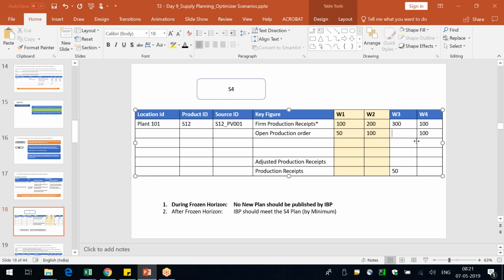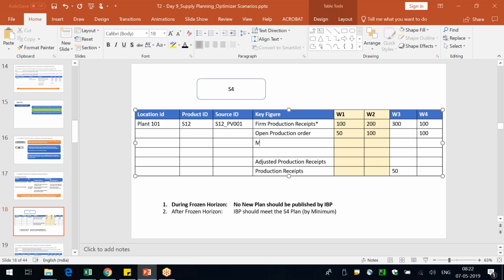So what you have to do is a minimum of 300. And if you can do more, do more. If the demand is like 1000, don't restrict yourself to 300, but do a minimum of 300 and do the remaining 700 based on your cost based approach. If production version 002 is the optimal one, then do the remaining 700 in production version 002, but don't discard PV001 because S4 has already planned something. So please respect that.